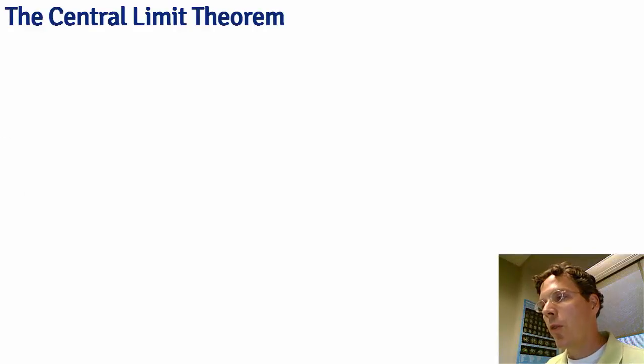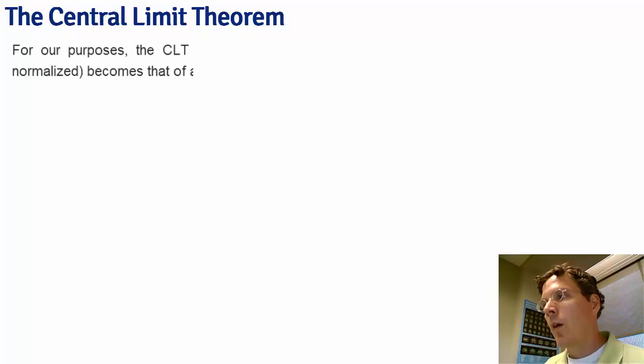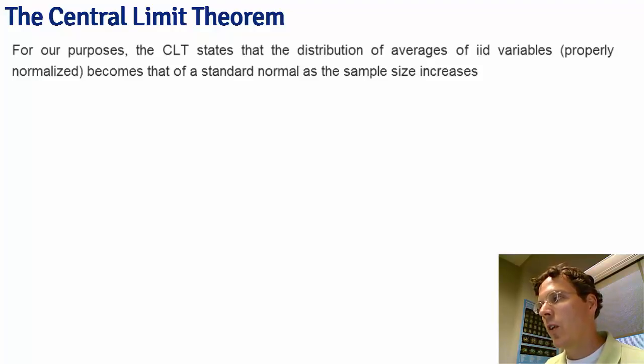Perhaps the most important theorem in all of statistics is the so-called central limit theorem. For our purposes, the central limit theorem states that the distribution of averages of IID random variables becomes that of a standard normal as the sample size increases. Because it has fairly loose requirements on the collection of populations that it applies to, the central limit theorem applies in a nearly endless variety of settings, and we'll go through several.